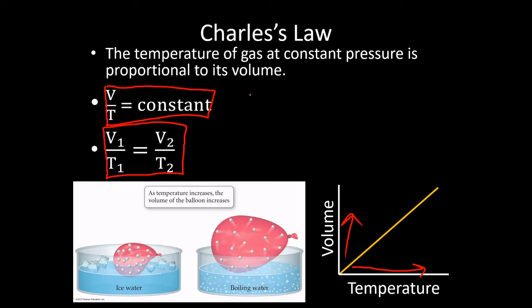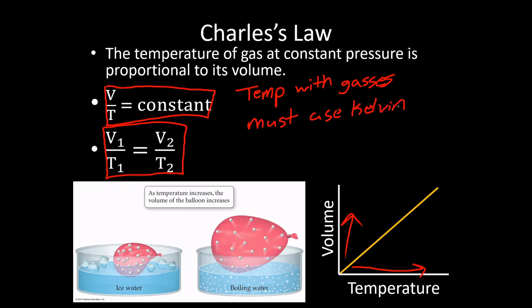Now, a word of caution here. When we're dealing with temperatures with gases, we must use Kelvin. If we try to use Celsius or Fahrenheit, it's not going to work out correctly, and sometimes quite dramatically not correctly. So anytime we're dealing with gases, and we're dealing with temperatures of gases in equations like this, we have to use Kelvin. Kelvin is required.